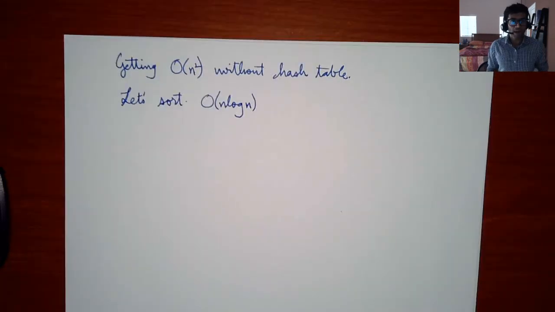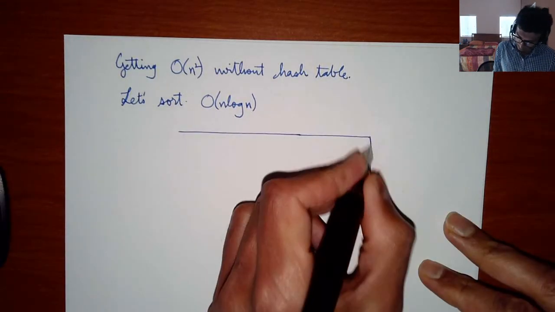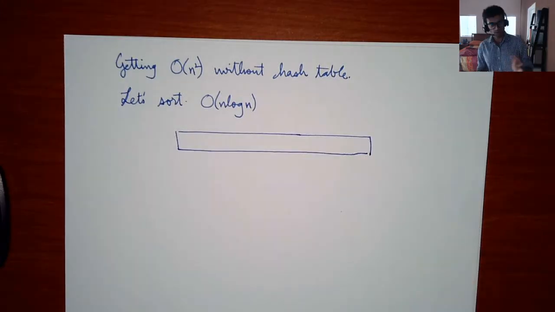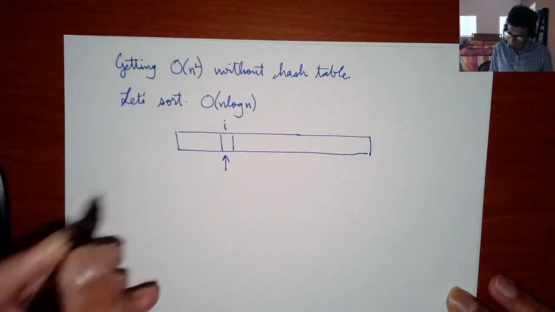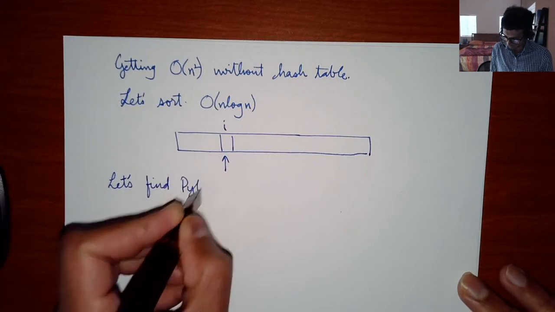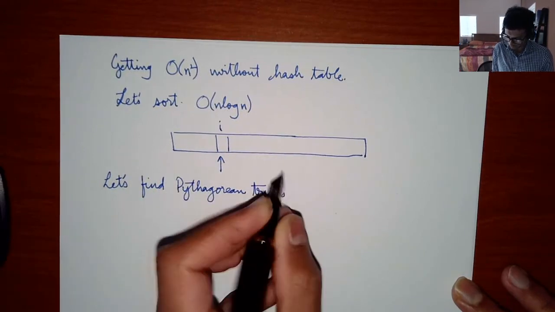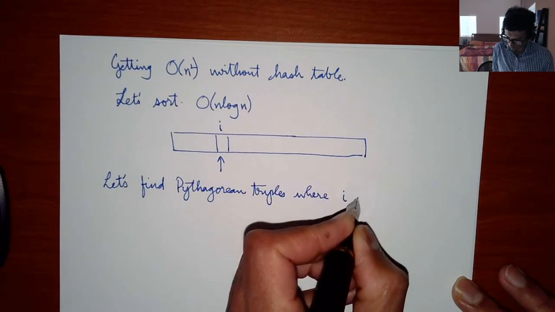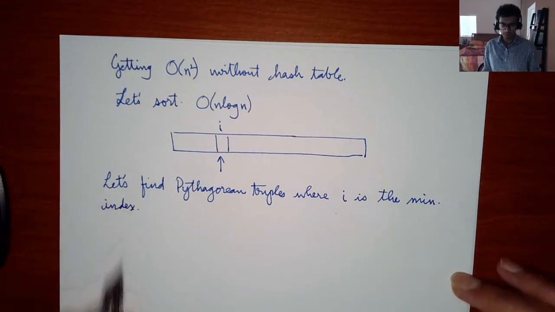There are a few more ideas, remember. So the idea of merge and partition. And you try to use those. Now, this is not obvious. This is a pretty clever solution. What you do is the following. So let's say you sorted it. Okay, and I'm at I. Let's find Pythagorean triples where I is the min index. Because then we can loop over all I.